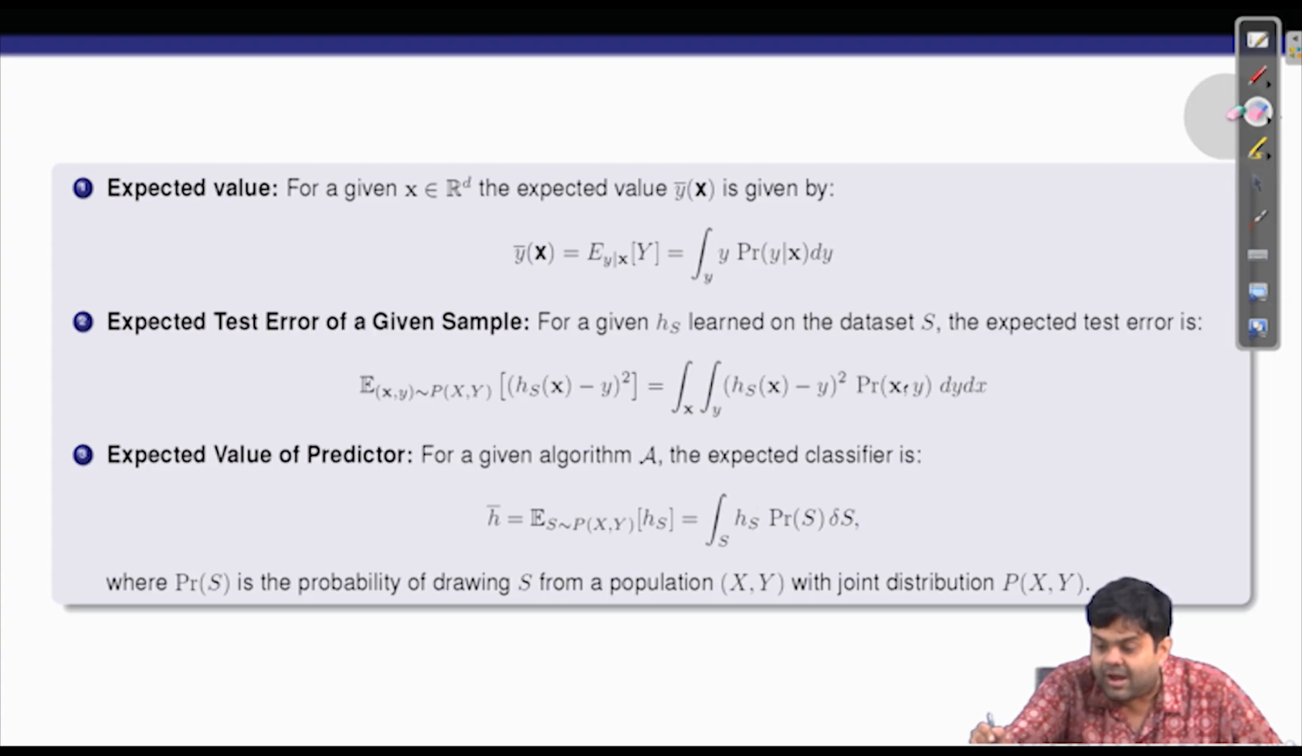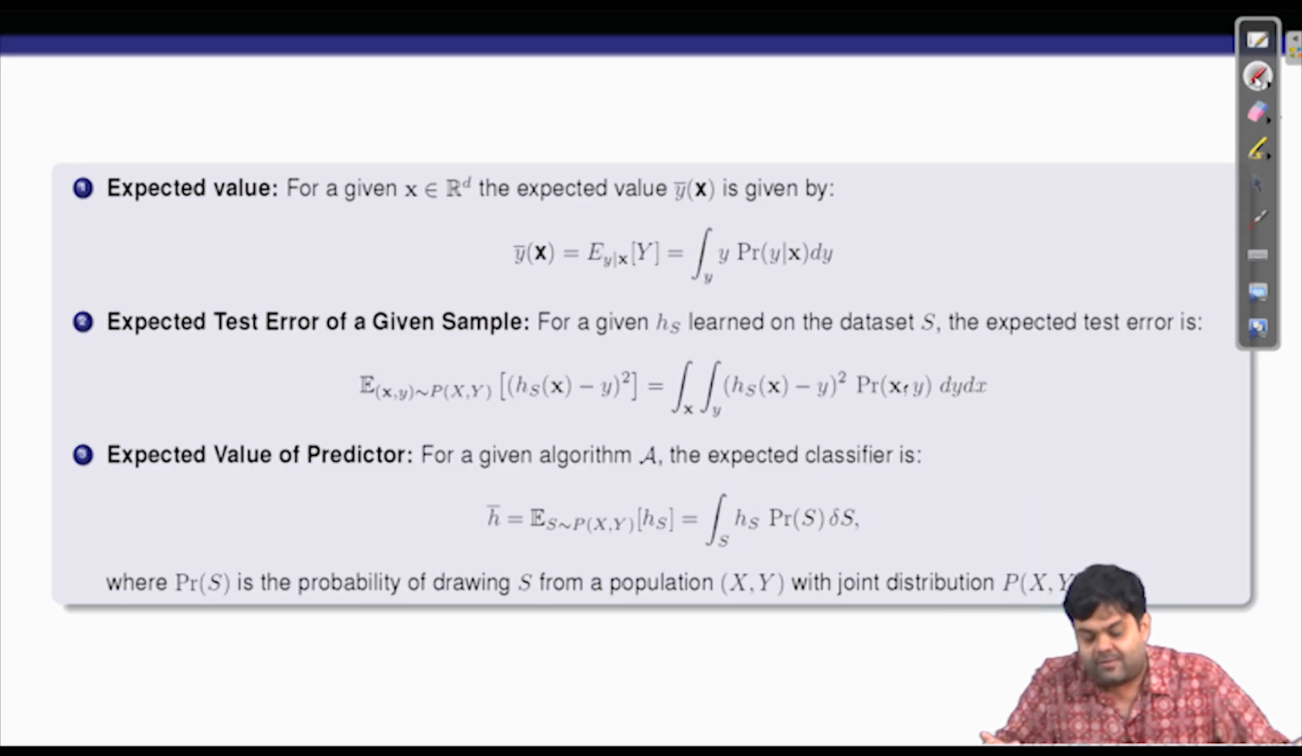For a given sample, you have a fixed rule. For this rule, what is the average error over all the population when you predict y in terms of x?